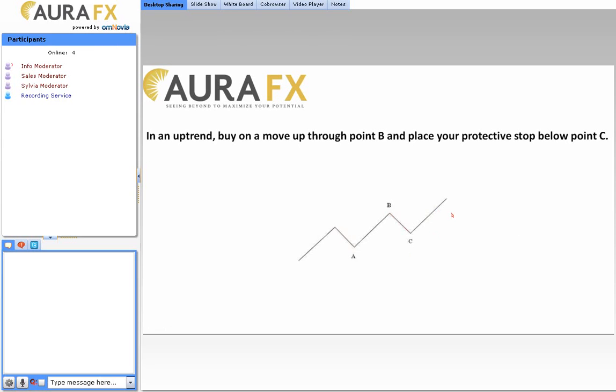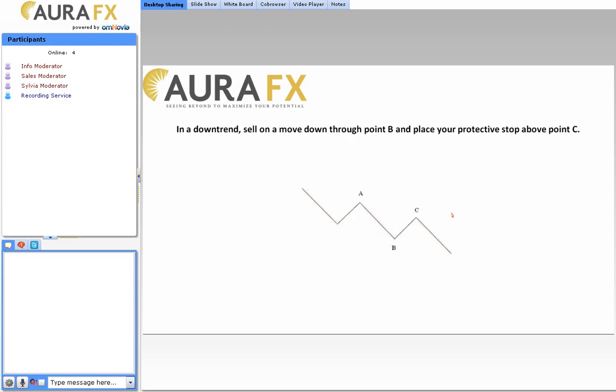And of course, on the downside, when the market is moving in a downtrend and we're looking for selling opportunities, we've got that ABC move to the downside. As that market moves down through point B, this is where we sell.